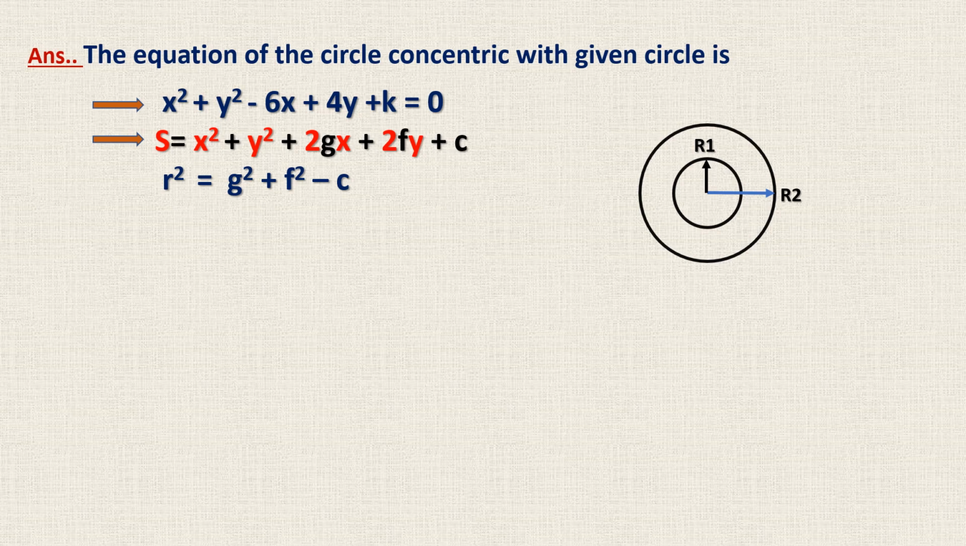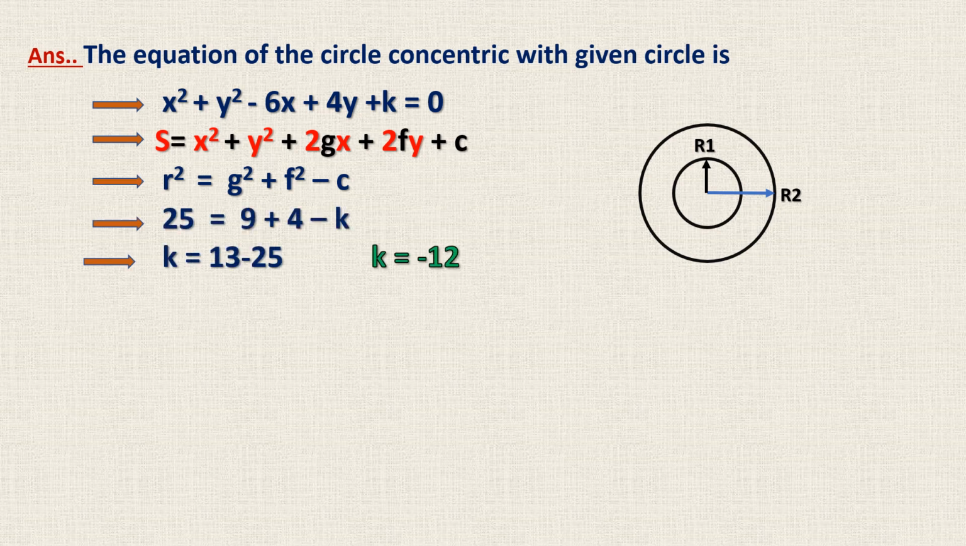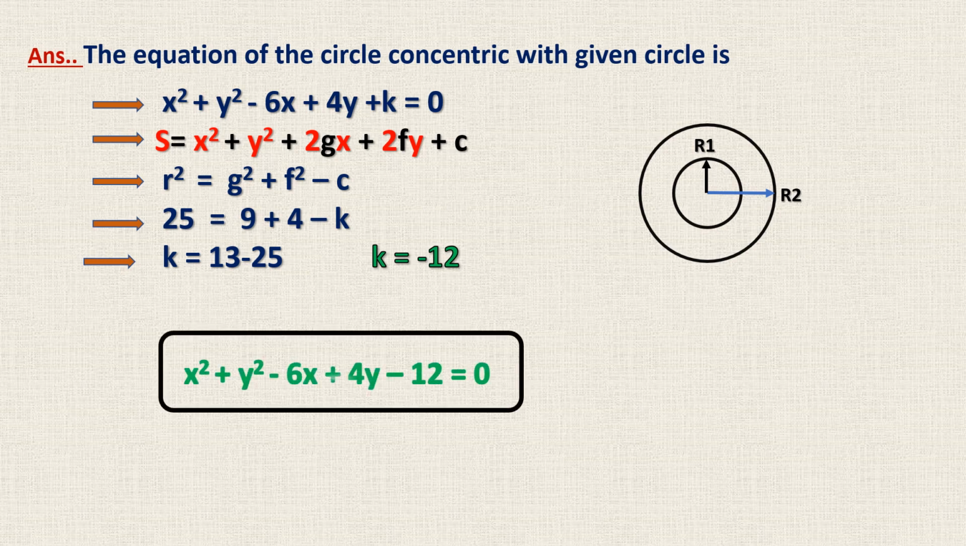Radius of a circle is given by r square equal to g square plus f square minus c. The radius of the circle is given as 5, so r square is 25. 25 equal to g square 9 plus f square 4 minus k, that implies k equal to -12. By substituting the value of k in the given equation, the circle equation becomes x square plus y square minus 6x plus 4y minus 12 equal to 0.